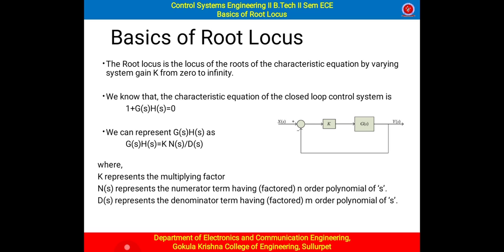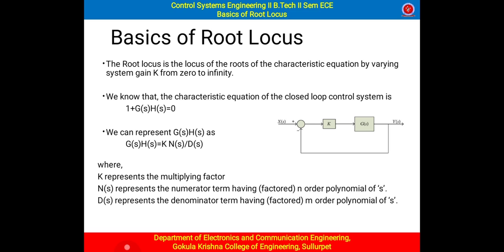Now let me read. The root locus is the locus or plot of roots of the characteristic equation by varying system gain K from 0 to infinity. That is what we discussed so far. In that figure the characteristic equation of the closed loop control system is 1 plus G(s), but in general there may not be unity feedback. At that time the characteristic equation becomes 1 plus G(s)H(s) equal to 0. Now this G(s)H(s) may be written in P by Q form.